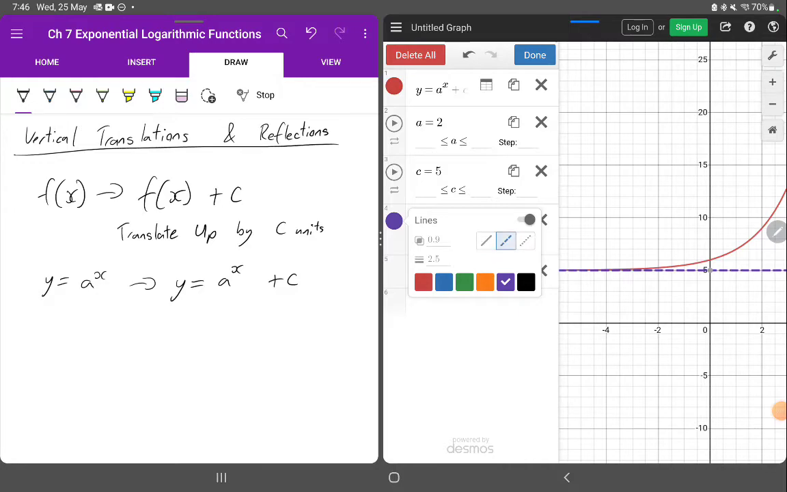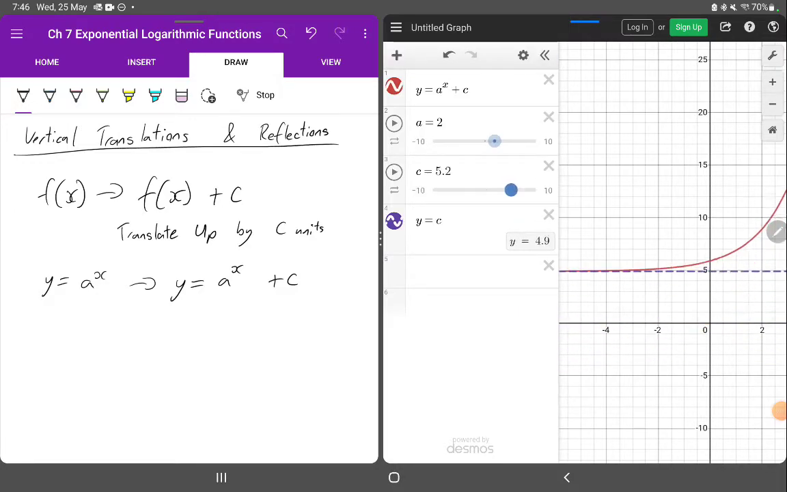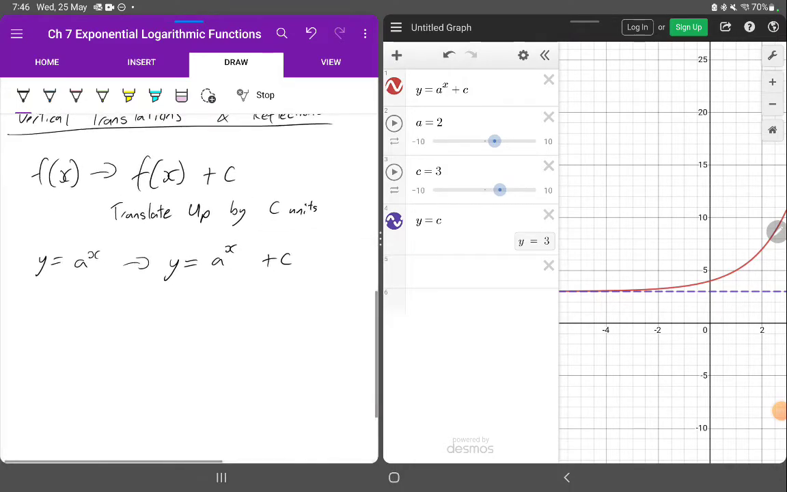As I change C, you can see the asymptote is going to move along with us. Okay? So that's going to be basically our way of controlling how up or down the asymptote goes. Okay? But that's only half of the control we have. The other half of the control we can have is reflections. And remember, there's two different types.